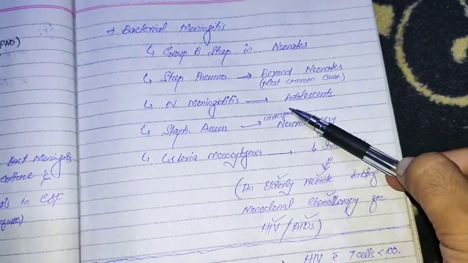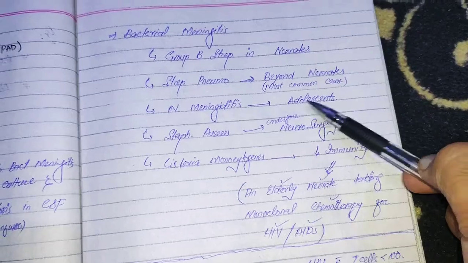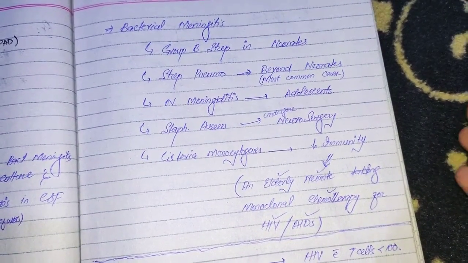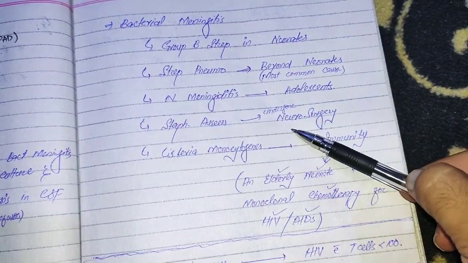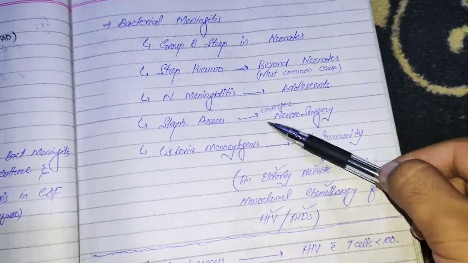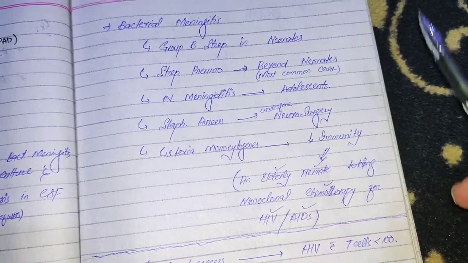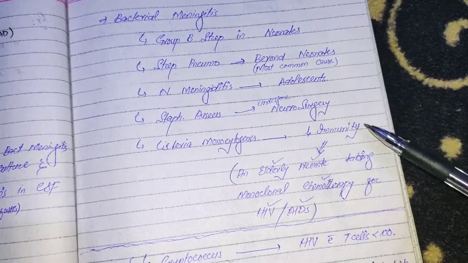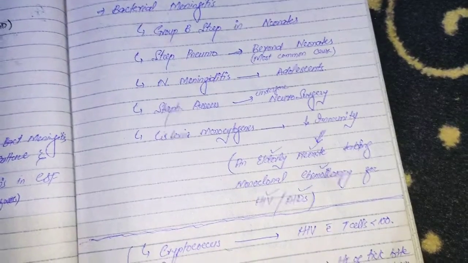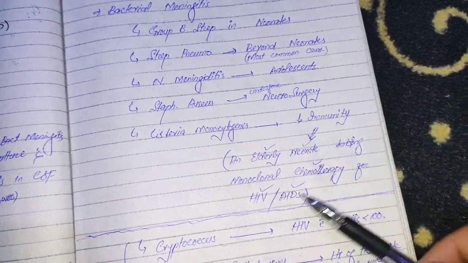Neisseria meningitidis causes it in adolescents, and these patients will also have a petechial rash. Staph aureus, since it is present on the skin, is mostly associated with patients who have undergone neurosurgery. And then Listeria monocytogenes mostly occurs in immunocompromised patients, and you have to remember the immunocompromised patients: the elderly, neonates, and those taking chemotherapy or with HIV/AIDS.